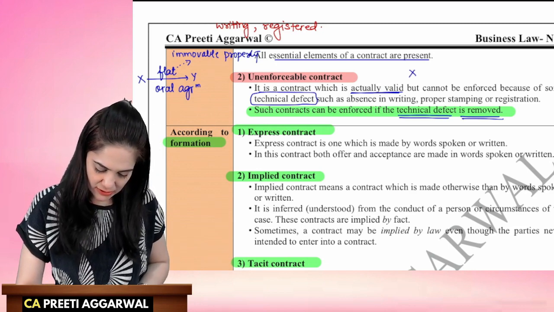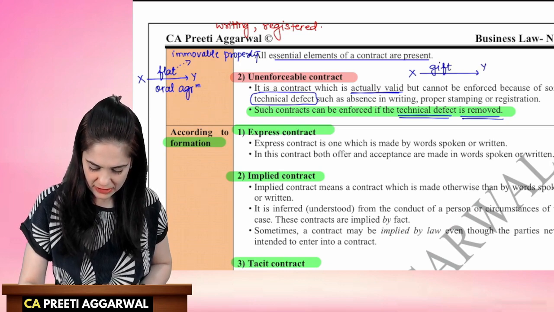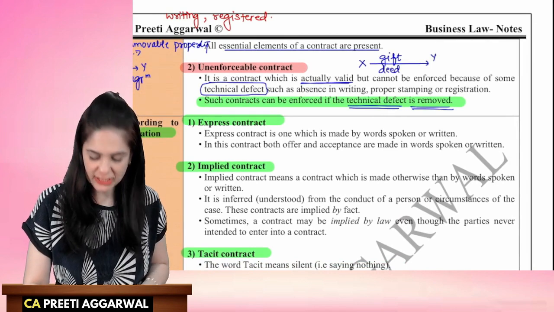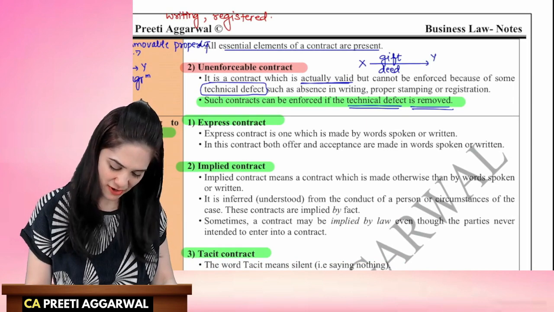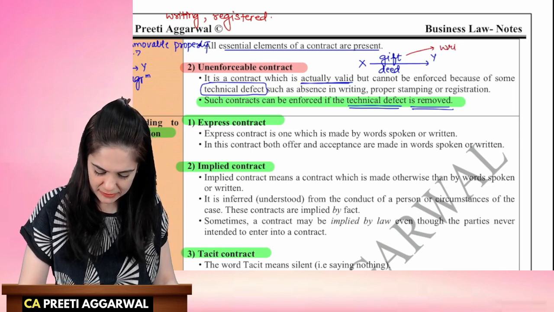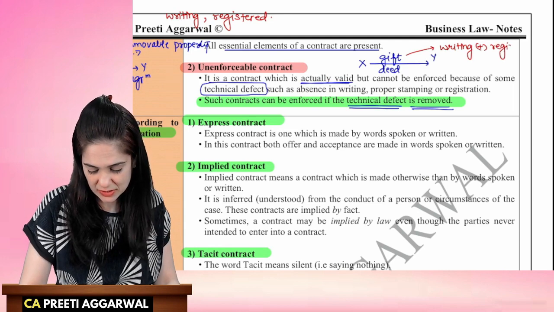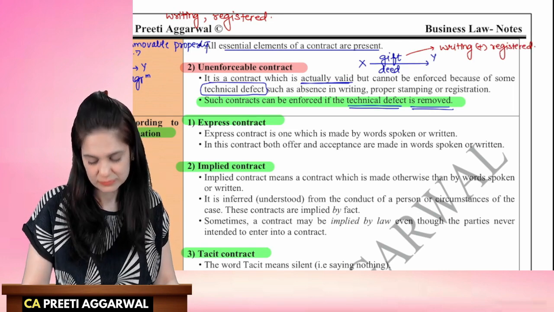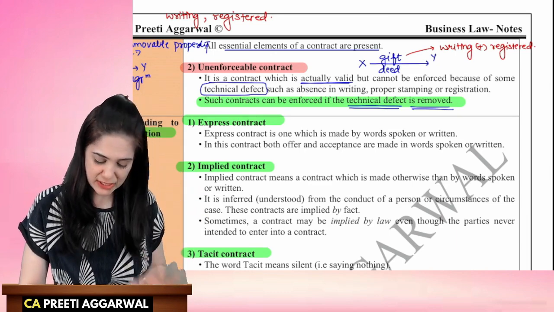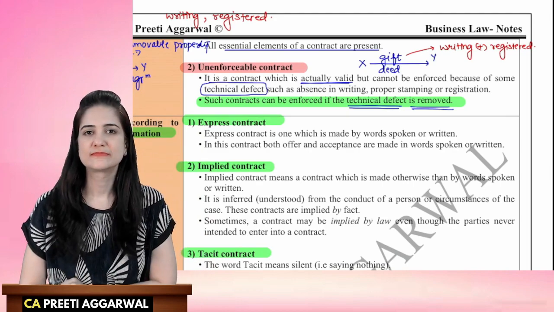X agreed to gift his car to Y. They prepared a gift deed, but they did not get it registered. Not done. A gift deed must be in writing and it must be registered also. So for the time being, it is unenforceable. You get it in writing, you get it registered, it will become enforceable.